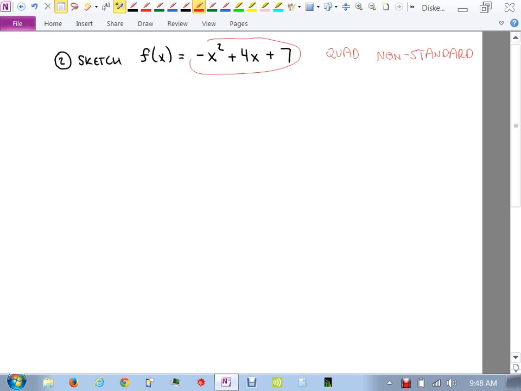Whenever you have a quadratic in non-standard form, the vertex is the hard part, right? The vertex is the challenge. And the x-intercepts too, because you sometimes have to use the quadratic formula if it doesn't factor. So let's move through this. First step, it opens down, right? It opens down because A here is -1, that's less than 0, so we know the graph opens down. All right, second step, vertex.